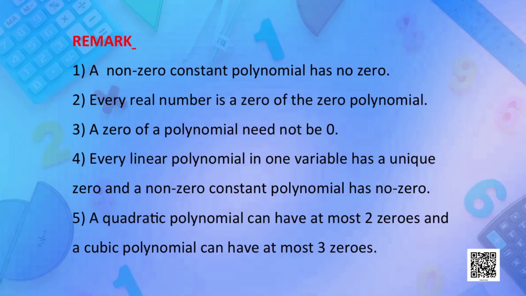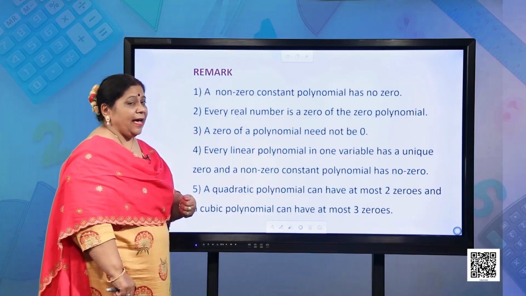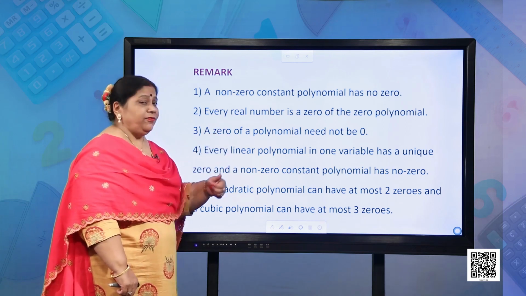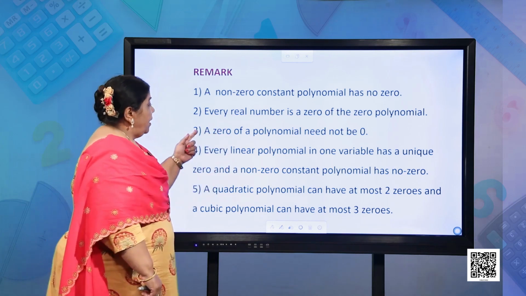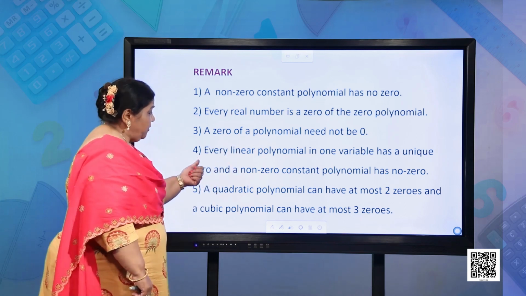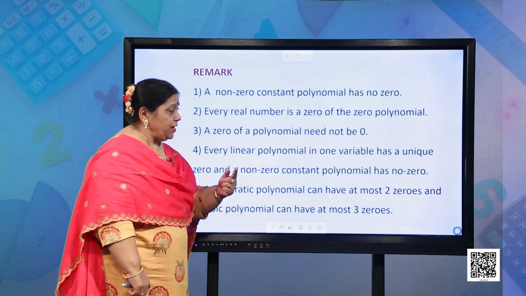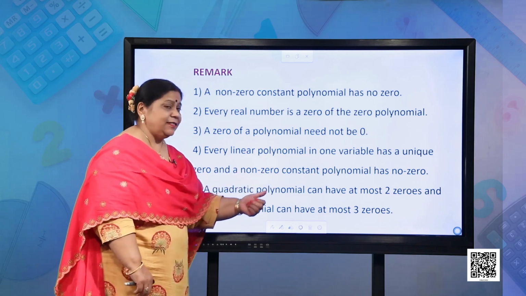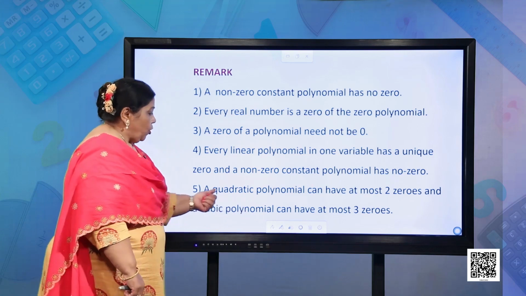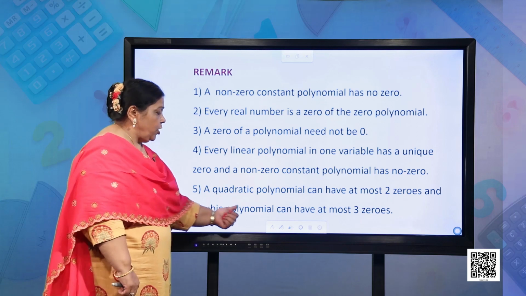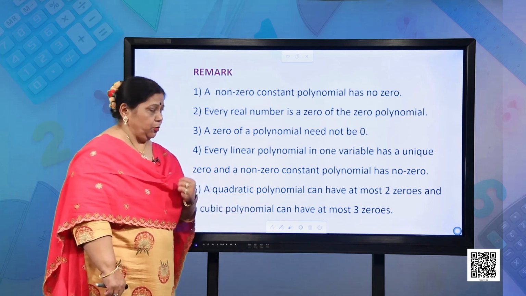Let us look into the important remarks. First one is a non-zero constant polynomial has no zero. Every real number is a zero of the zero polynomial. A zero of a polynomial need not be 0. Every linear polynomial in one variable has a unique zero and a non-zero constant polynomial has no zero. A quadratic polynomial can have at most 2 zeros and a cubic polynomial can have at most 3 zeros.